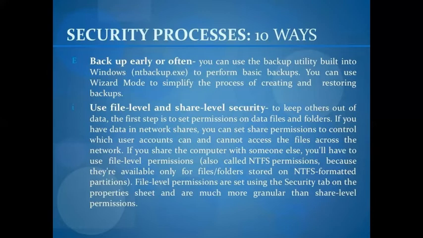You can use the backup built into Windows to perform a basic backup. You can use the wizard mode to simplify the process of creating and restoring the backup. Use file-level and share-level security to protect other users' data. The first step is to set permissions on data files and folders. If you have data on a network share, you can set share permissions to control which user accounts can access the files across the network.